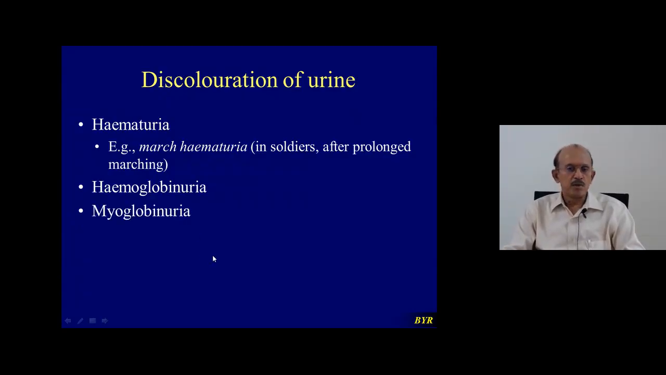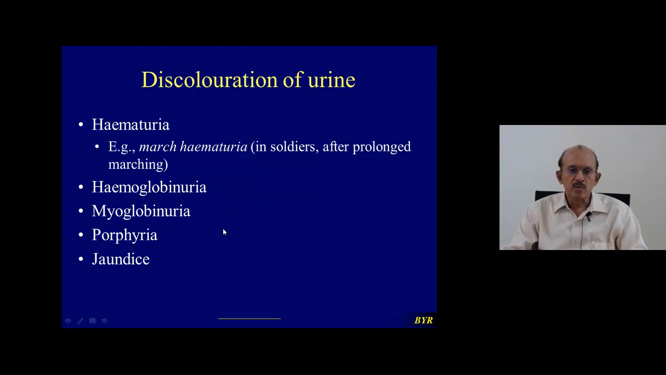Then myoglobinuria. Myoglobin is another pigment present in the muscles and it is excreted whenever there is crush injury or injury to the muscles. Then porphyria. This is an inborn error where porphyrins are not being metabolized in the body, so they are excreted out. Then jaundice urine. It will be high colored urine.